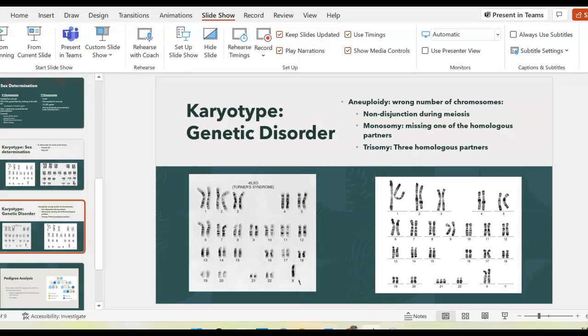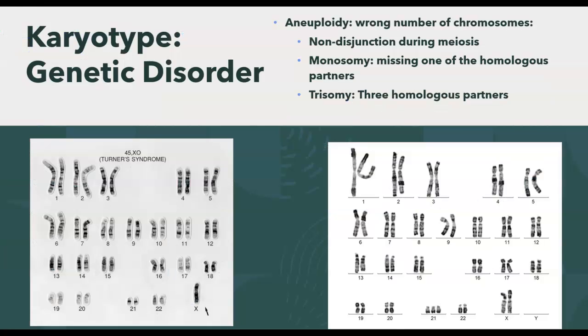Do you have a situation where you have 47 chromosomes, or do you have a situation where you have 45 chromosomes? How many chromosomes do you have? Because by counting the chromosomes, we can figure out whether or not you have a genetic disorder. When you have a different number of chromosomes than 46, we call this an aneuploidy, and it refers to the idea that there is a wrong number of chromosomes.